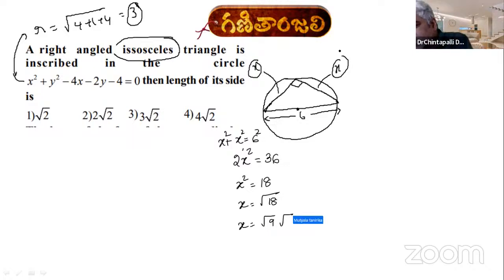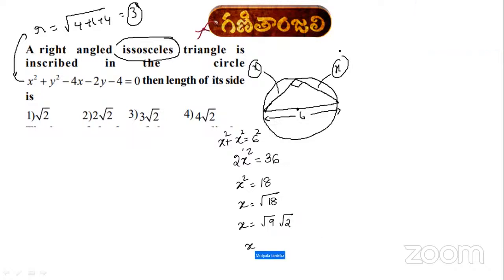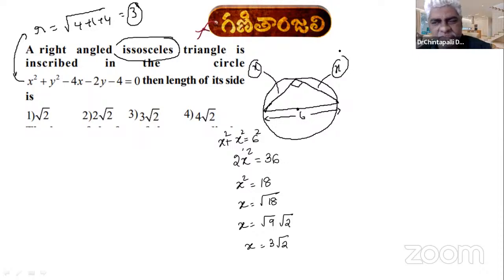Root 18 means root 9 into root 2, so 3 root 2. Mark the correct option. Very good, very good. That's good, that's good. Chandrika?